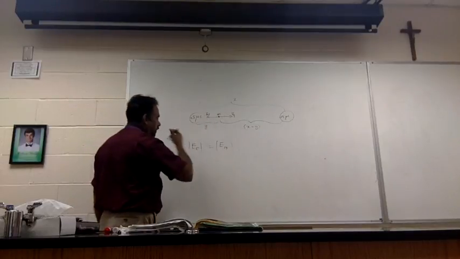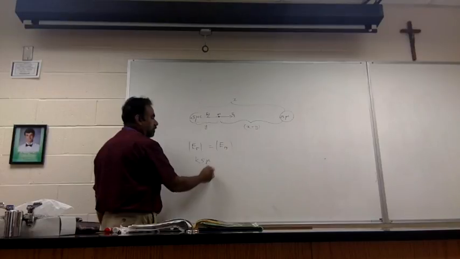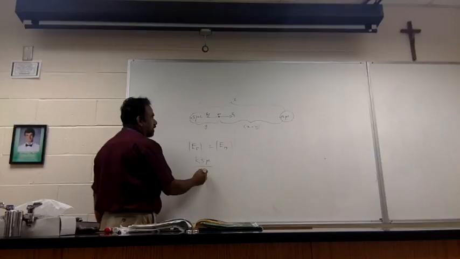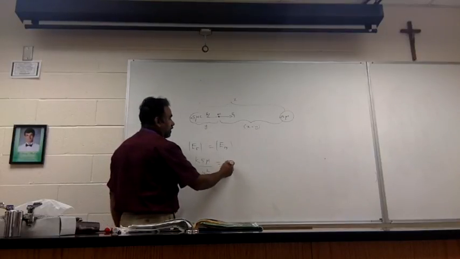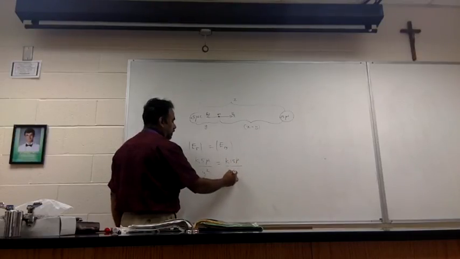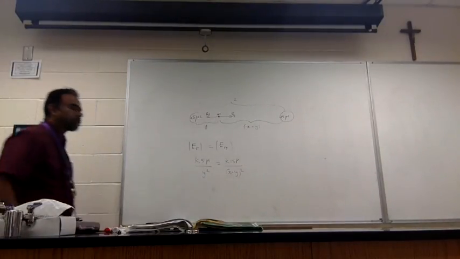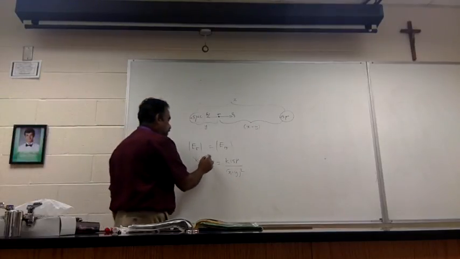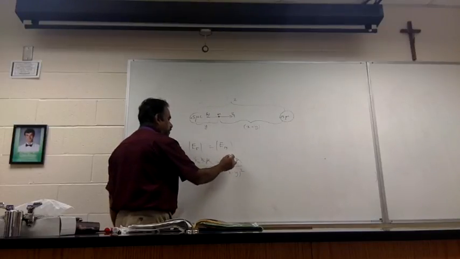So what is the magnitude of the E5? K 5 micro, and the other one is +1, so we don't care about it, divided by Y squared. And on this side it's going to be K 15 micro over X minus Y squared. You can knock off all that. 5 goes into 15, 3 times.